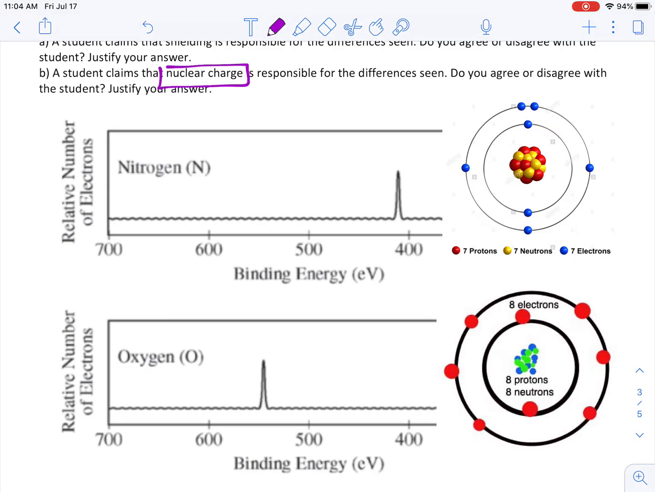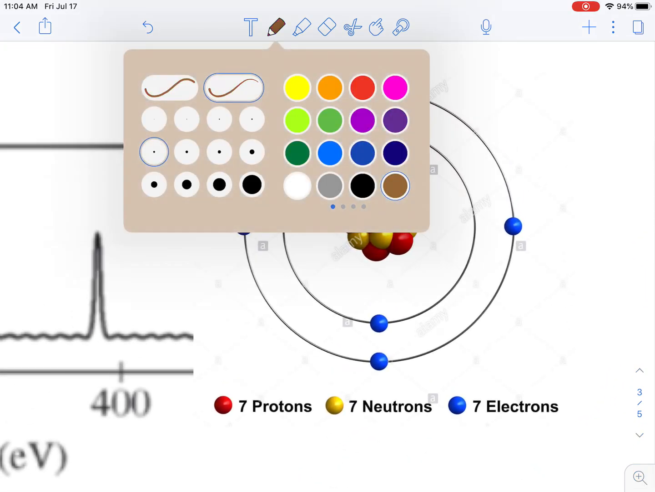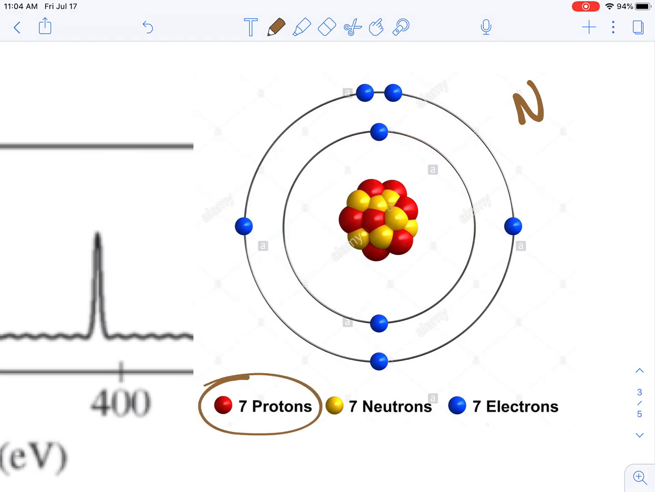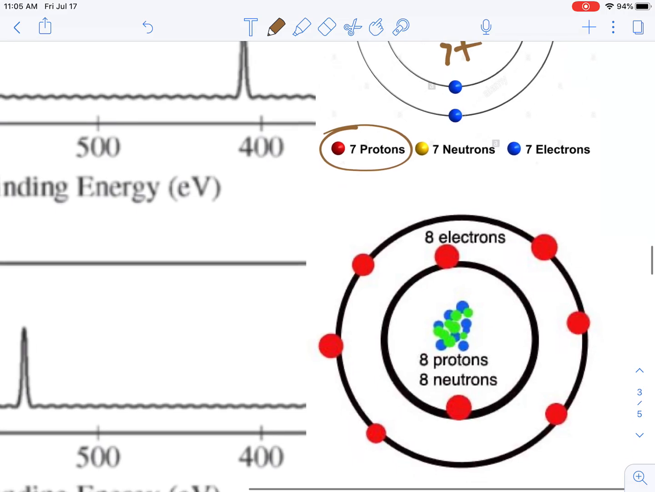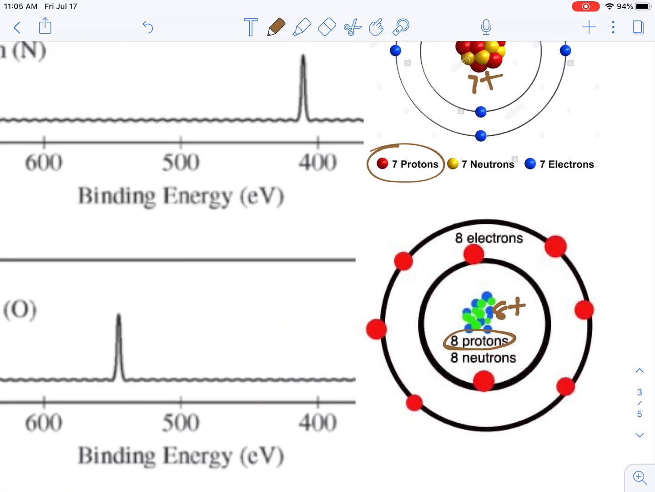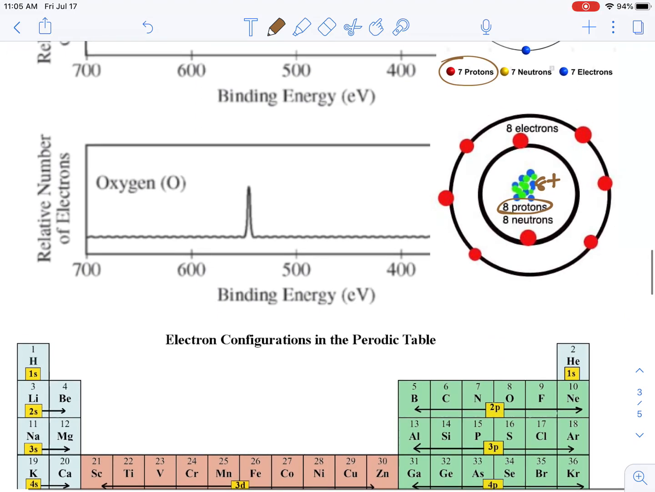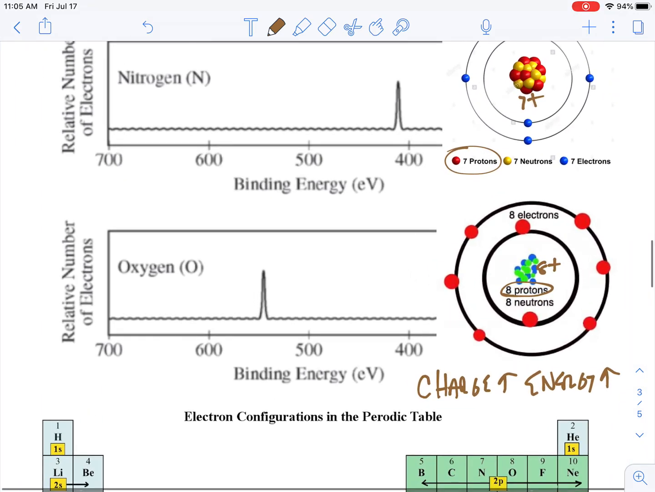Part B says a student claims that nuclear charge is responsible for the differences seen. What do you think? Let's take a look at nitrogen here. In nitrogen, there are 7 protons, so this nucleus is giving off 7 positive charges worth of nuclear charge. And in oxygen, we have 8 protons, so we have 8 positive charges worth of charge. Remember, in Coulomb's law, as charge goes up, your energy also goes up.